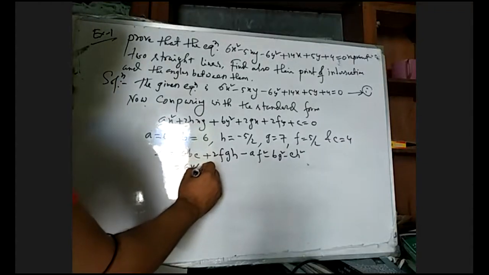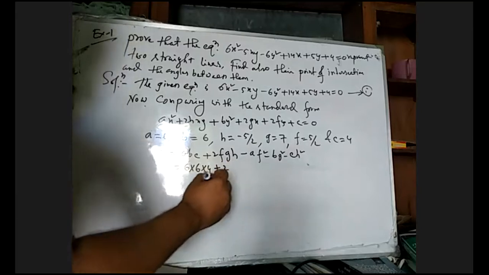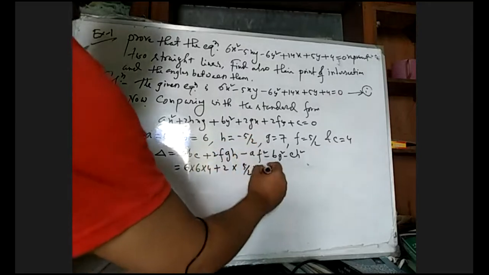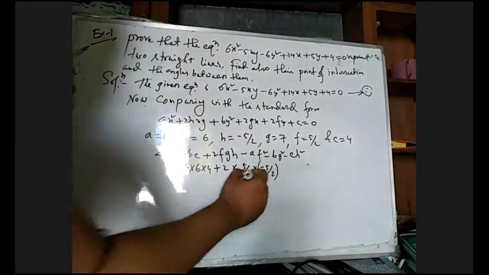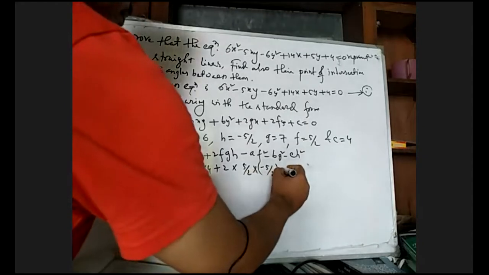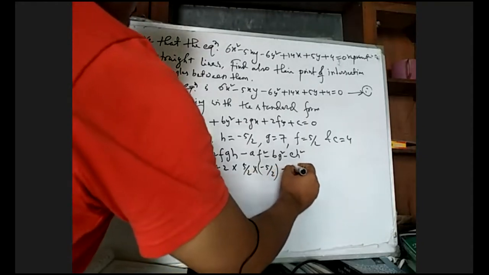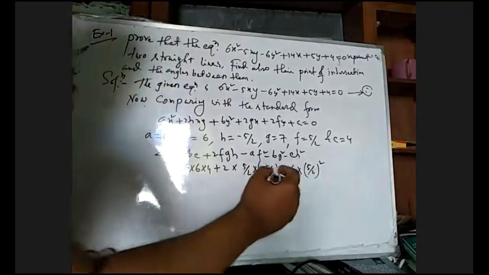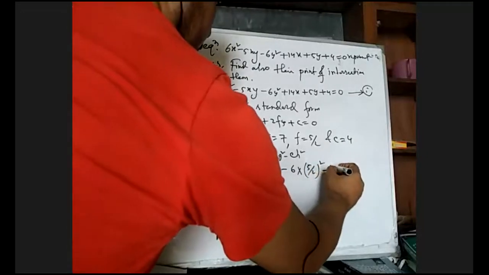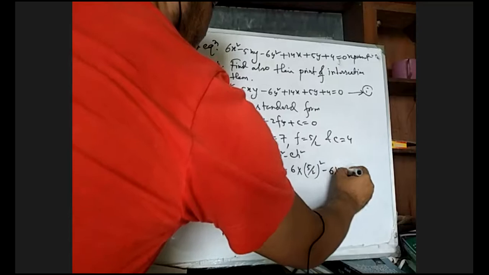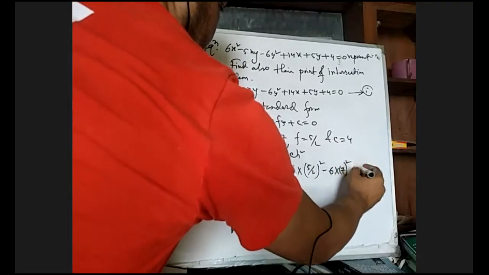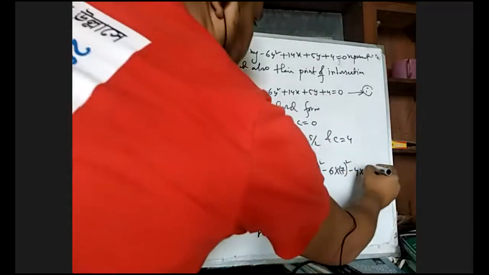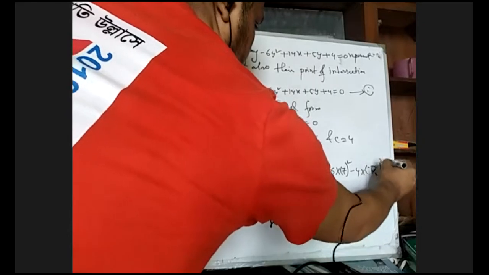6 multiply 6 multiply 4 plus 2F, F below what? 5 by 2. A is below what? Minus 5 by 2. Then minus F square, F means what? F below 5 by 2 whole square, minus BZ square. B means 6, Z means what? 7. Minus CA square, 4 multiply, A means what? Minus 5 by 2, minus 5 by 2 whole square.